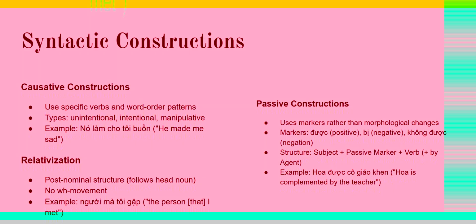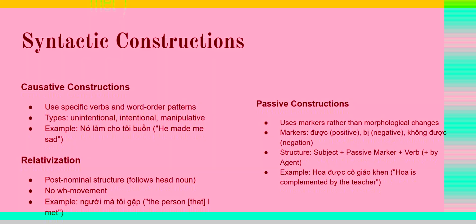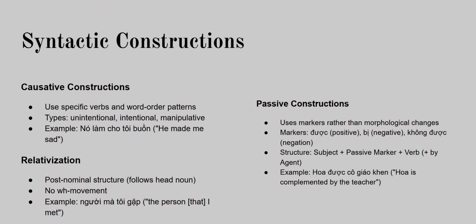We talk about the relative clause. It follows a post-nominal structure, and its feature is that we don't have any WH movement. For example, "nguoi ma toi gap", the person that I met.